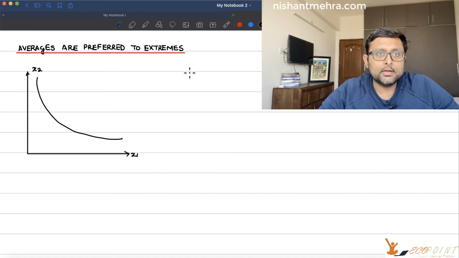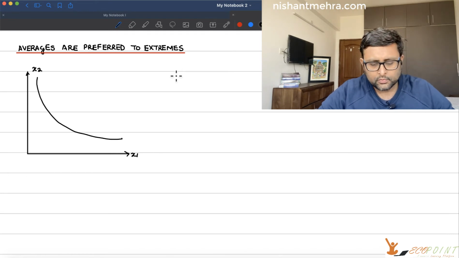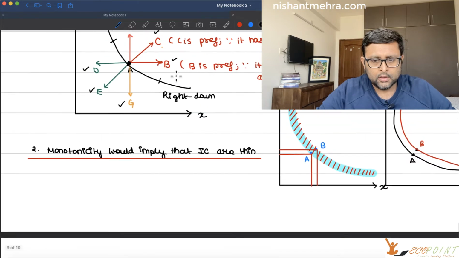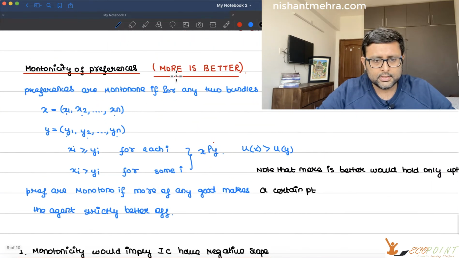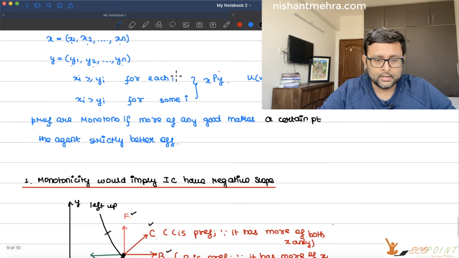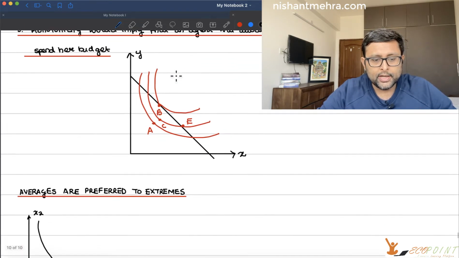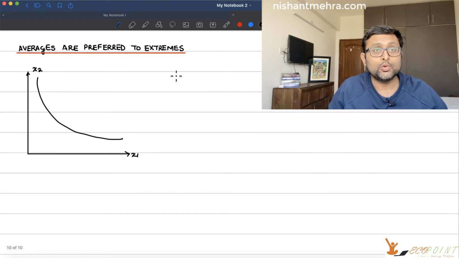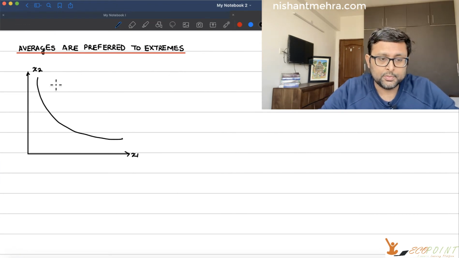Let us look at another property of well-behaved preferences, which is that averages are preferred to extremes. Yesterday we looked at the first property of well-behaved preferences, which was monotonicity of preferences: more is better. Now we are going to look at another property, that averages are preferred to extremes.